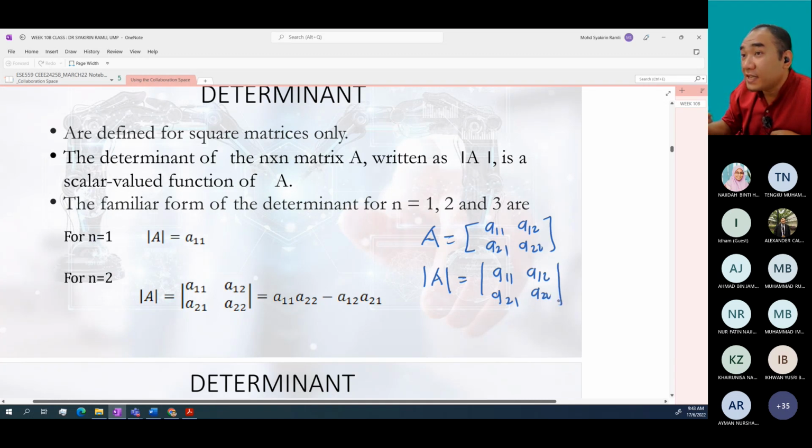Okay. Note the difference between matrix A and the determinant of the matrix A. Ini adalah matrix. Matrix A, we use the square bracket. And then we have the determinant of A. This is a mathematical expression whereby we need to find the determinant of the matrix A. And for this particular example, this is simply equal to A11 A22 tolakkan dengan A12 A21. Right. But ini student saya lah.